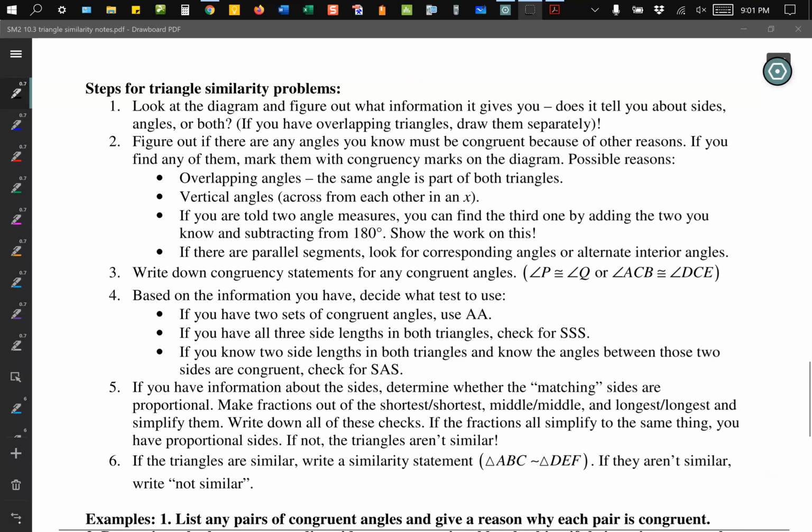I know that when you see a whole bunch of writing, you want to just skip over it. But I have written you a list of steps here, and if you follow this list of steps, it will really help you to figure out how to do the problems on your homework. So the first thing you should do when you see a triangle similarity problem is look at the diagram and figure out whether it's telling you about sides or angles or both.